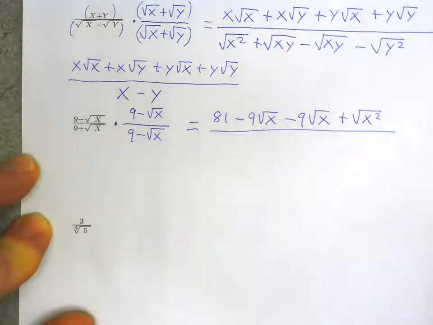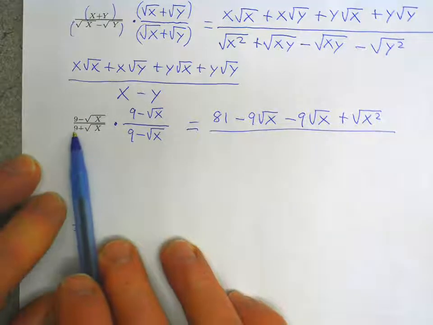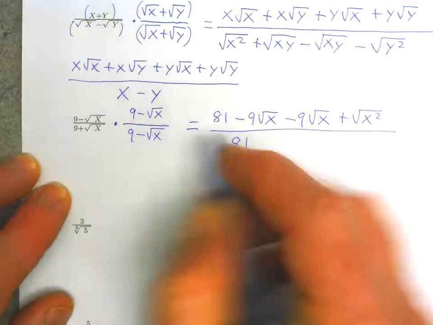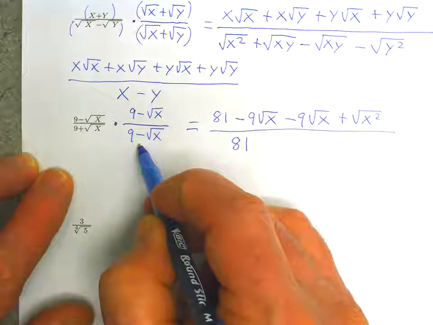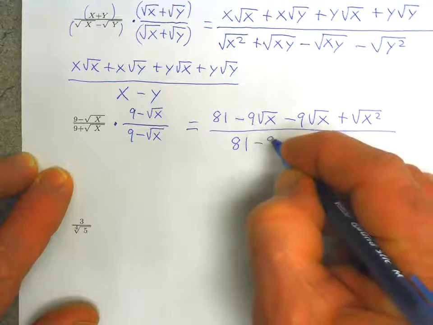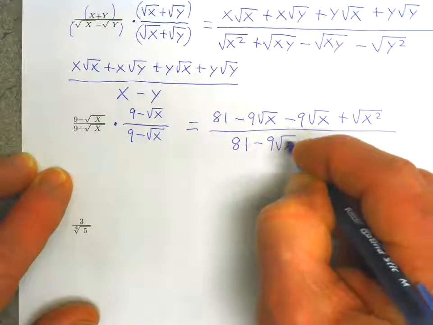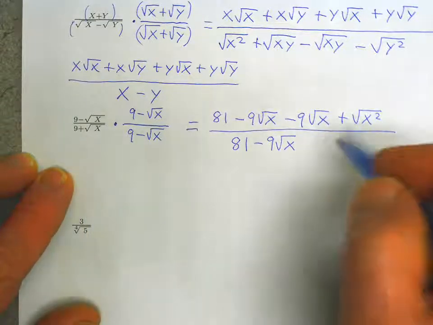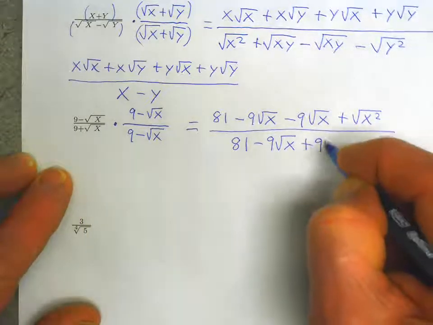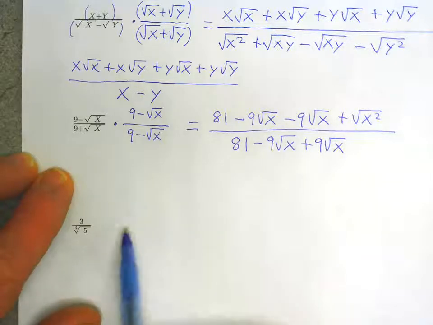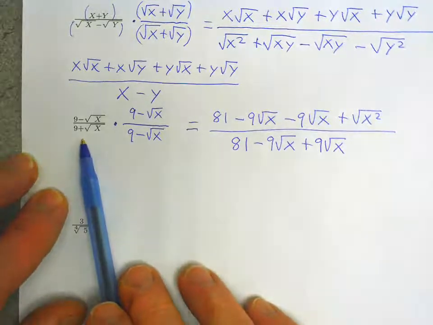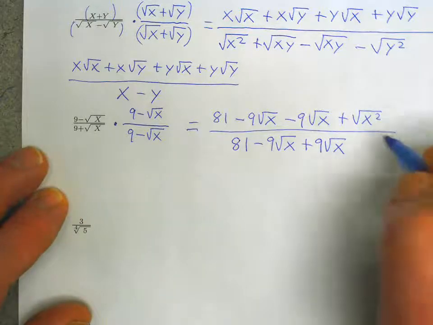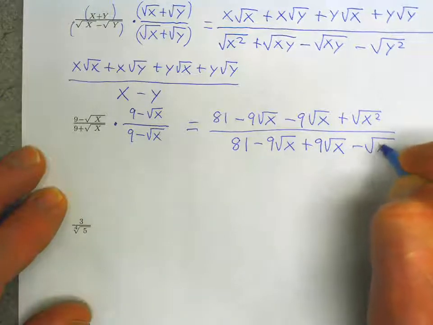And then in the denominator, 9 times 9 is 81. And then minus 9 times the square root of x. And then plus the square root of x times 9, which is plus 9 times the square root of x. And then finally, minus the square root of x times the square root of x is minus the square root of x squared.